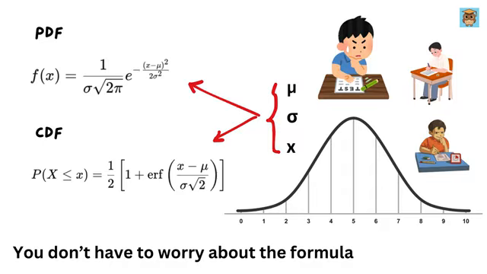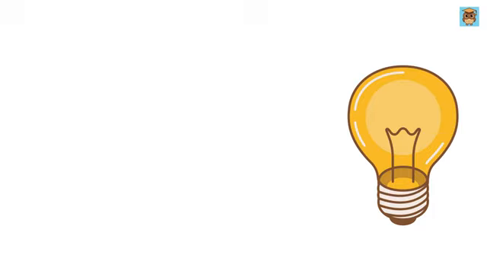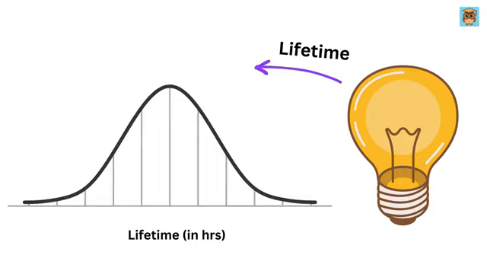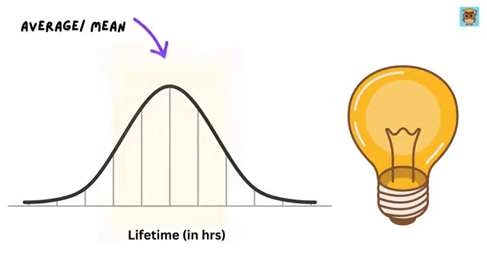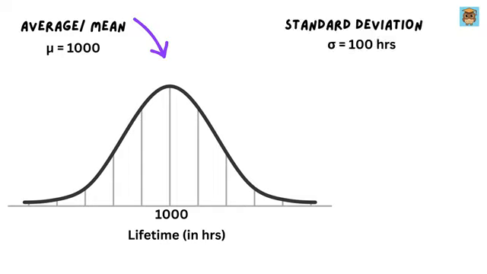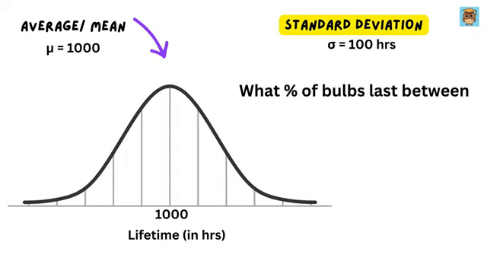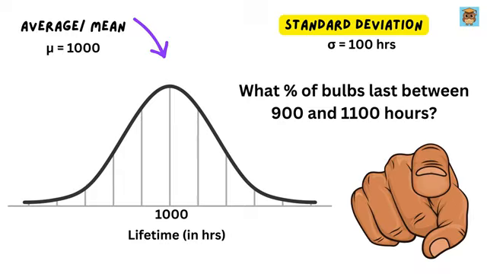Let us solve an example. A company makes light bulbs, and the time each bulb lasts follows a normal distribution, which means most bulbs last around the same time, but some last shorter or somewhere in this region, and some longer or somewhere in this region. The average lifetime of these bulbs is 1,000 hours, and the standard deviation is 100 hours. What percentage of bulbs last between 900 and 1,100 hours? So, can you solve it?